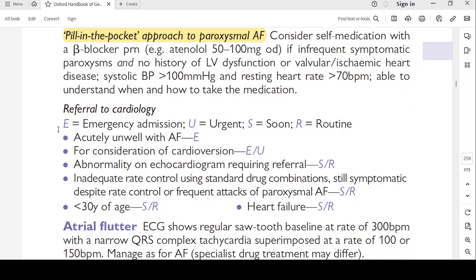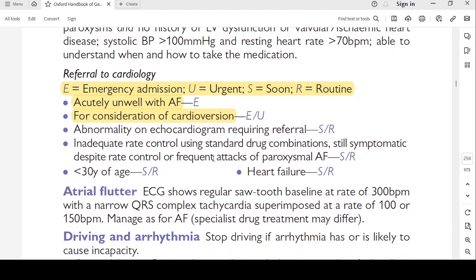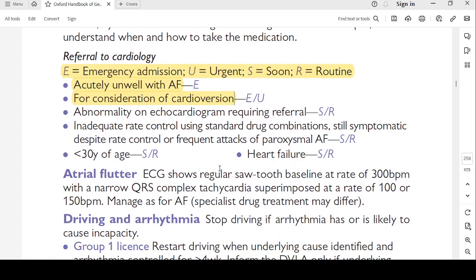Refer to cardiology. When do you refer to cardiology? In all these cases, E is emergency, U is urgent, S is soon, R is routine. In an emergency, only if acutely unwell or with hemodynamic instability with atrial fibrillation, for consideration of cardioversion. So for all the reversible or acute causes where you need to consider cardioversion, it is either emergency or urgent. Abnormality on an echocardiogram requiring referral is soon or routine. Inadequate rate control using standard drug combinations, still symptomatic despite rate control, or frequent attacks of paroxysmal AF. In this case, you have to refer either soon or routine.